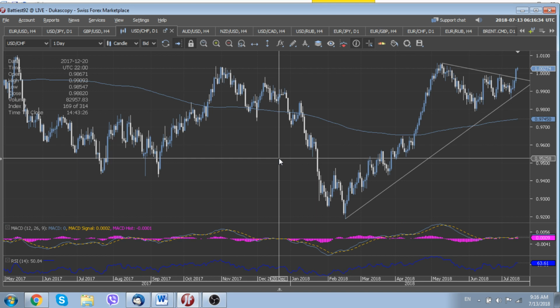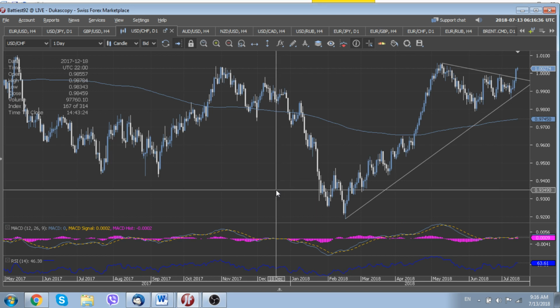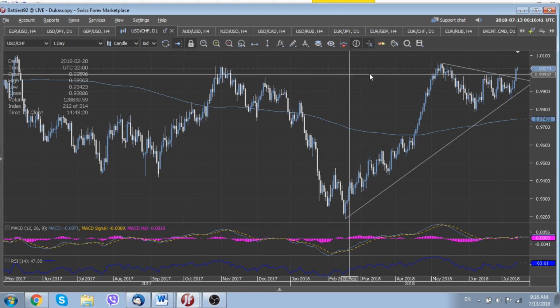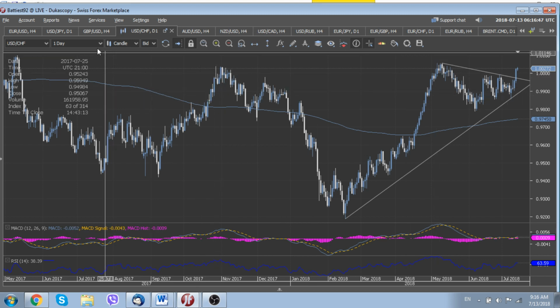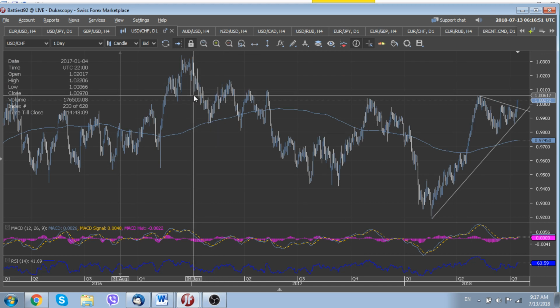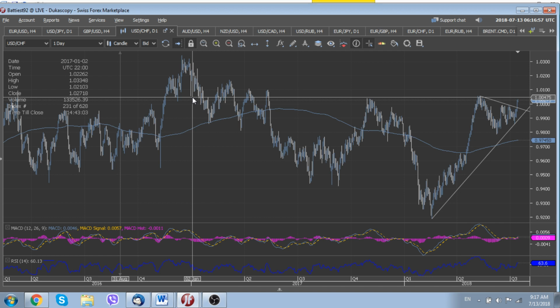In the longer term run, this pair continues to test its current highs located around 1.0055, as well as probably the highs of 2017, excuse me, located at 1.0335. That's the next upside target for the dollar Swiss right now.